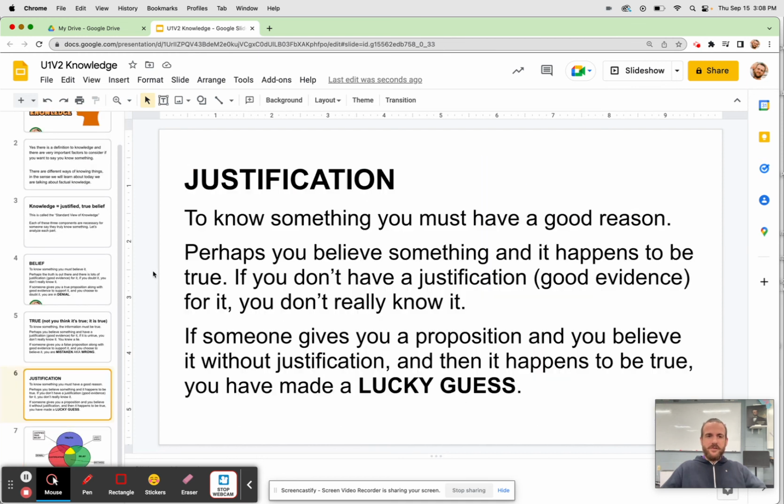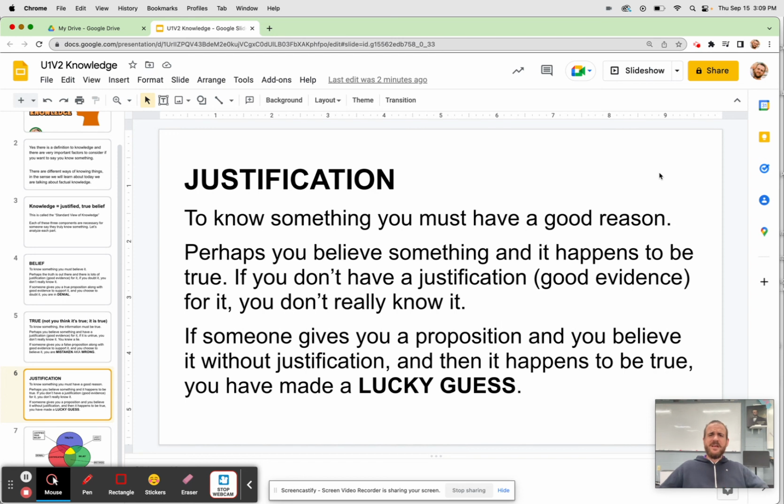The last one is justification. To know something, you have to have a good reason to know it. And you might say, well, isn't it just something that should be true and something that you believe? Not so, because you can actually believe things that are true and have no idea why. And in that case, if you don't really know it, it's sort of like a lucky guess, or you could just say a naive knowledge. To know something, you must have a good reason. Perhaps you believe something and it happens to be true. If you don't have a justification or good evidence to believe it, you don't really know it. If someone gives you a proposition and you believe it without a justification and it happens to be true, you've basically made a lucky guess.